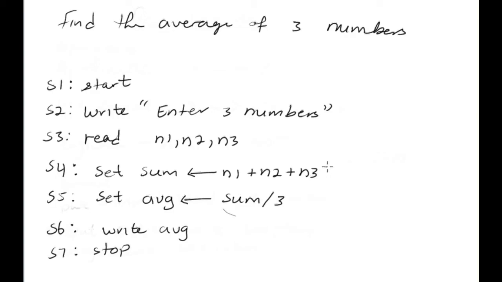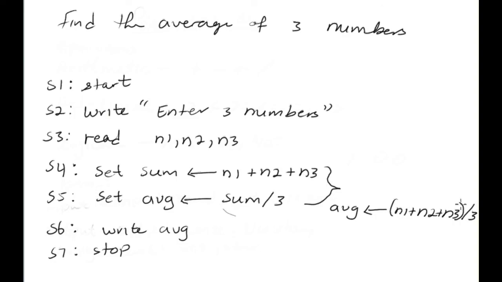Now for these two steps, it can also be done like this. We could also say AVG as n1 plus n2 plus n3, in brackets, divided by 3. That's another way in which we could do it. So we could erase steps 4 and 5 and place this one line to perform the same thing. Now that's a shorter way, but it's basically saying the same thing.